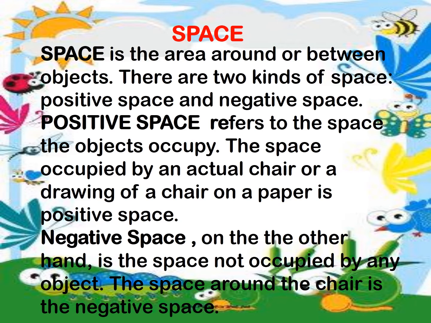So, space is the area around or between objects. There are two kinds of space, positive space and negative space. The positive space refers to the space the object occupies. The space occupied by an actual chair or a drawing of a chair on a paper is positive space. Negative space, on the other hand, is the space not occupied by any object. The space around the chair is the negative space.